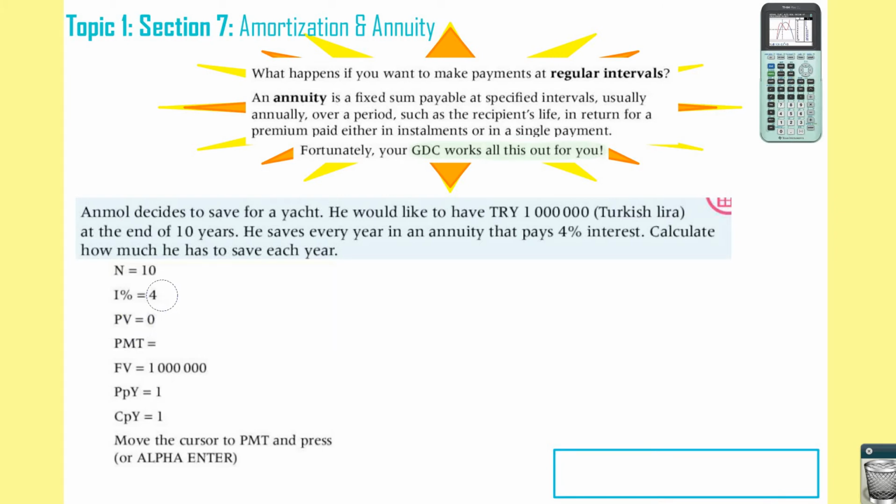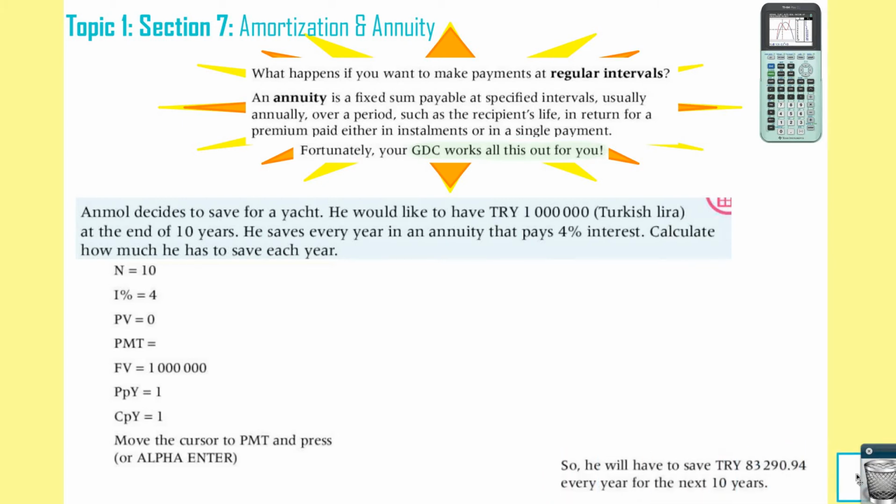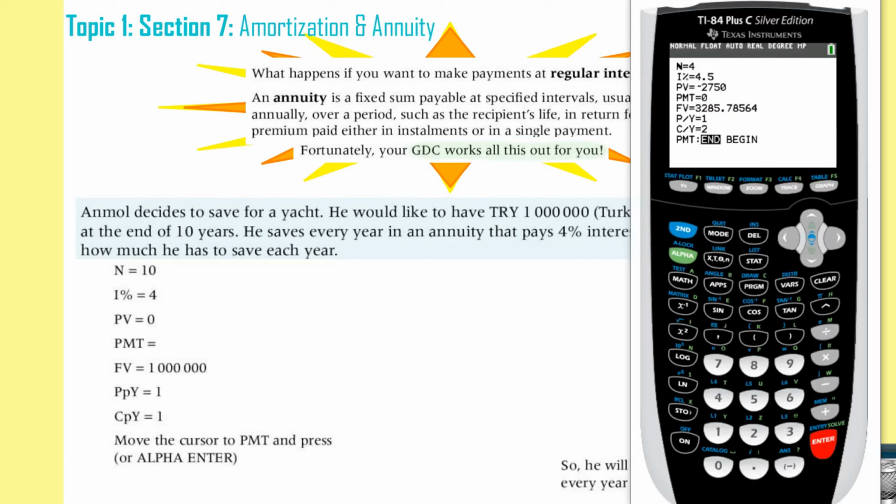I'm sorry, we're not solving for PV. That's not our initial amount. We want to know what our payments are each year. I apologize, I keep tripping up on my words. So we want to figure out the payments he has to make every year to get to 1,000,000 lira. So we use the solver, and we solve for the next 10 years.